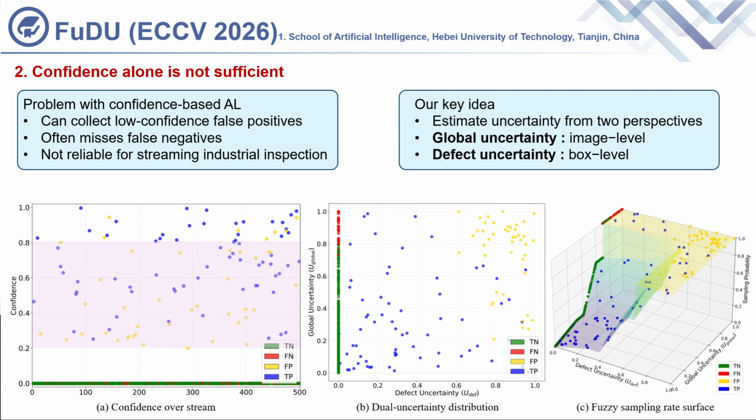It can select many low-confidence predictions, but it often misses false negatives, because a false negative may not produce any reliable detection box. Our idea is to evaluate uncertainty from two complementary perspectives: global uncertainty from the image feature space and defect uncertainty from the detection head.